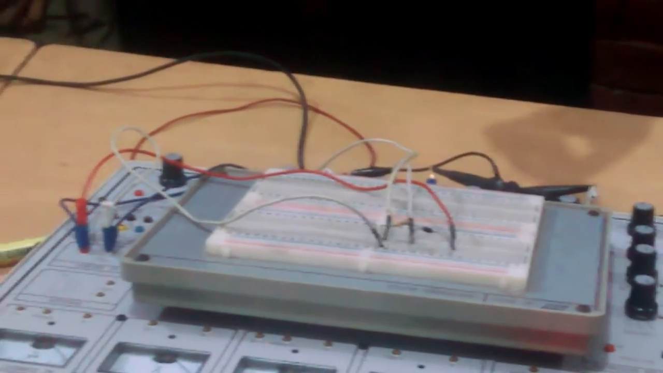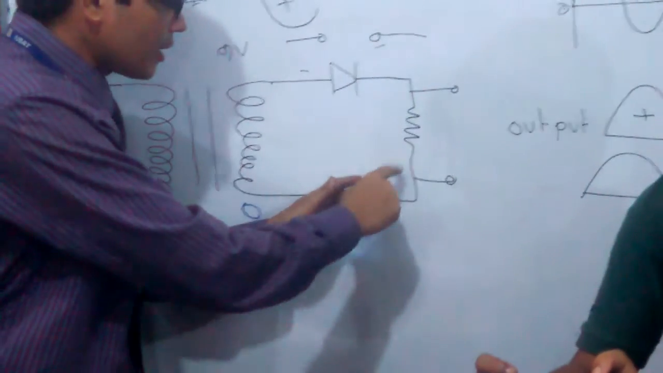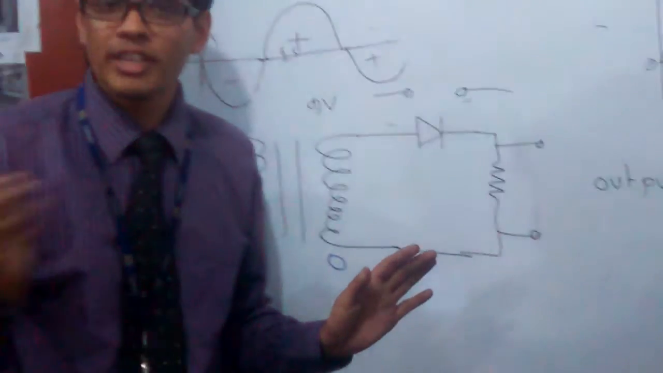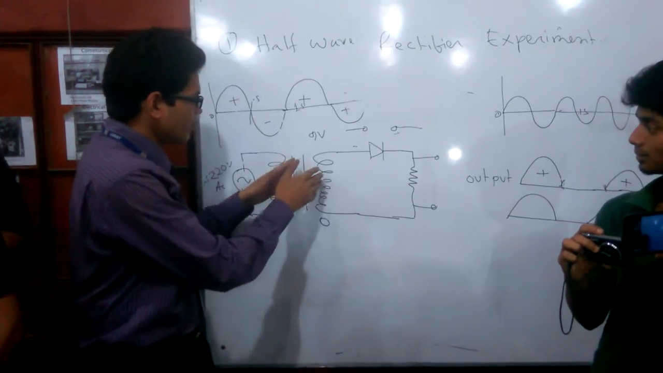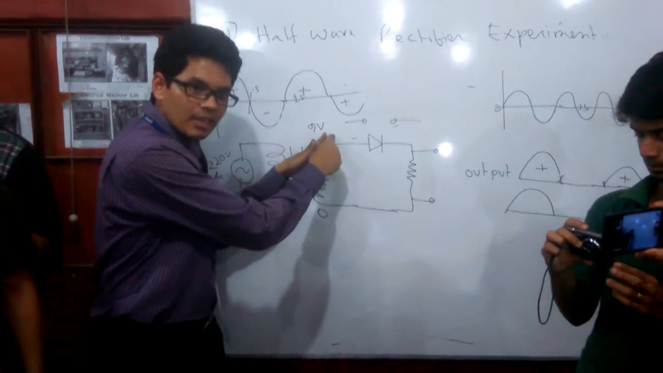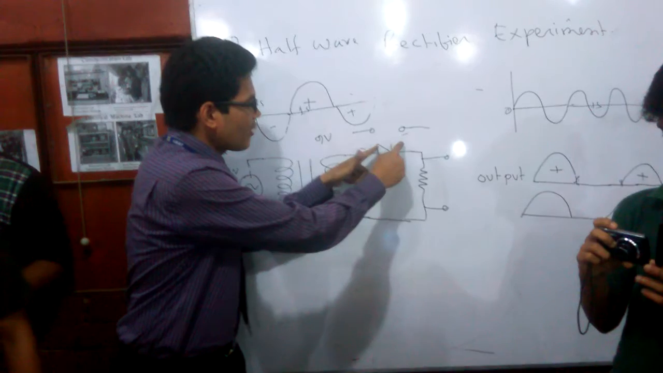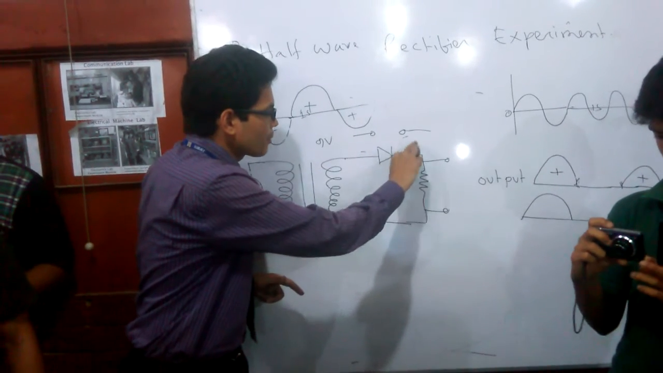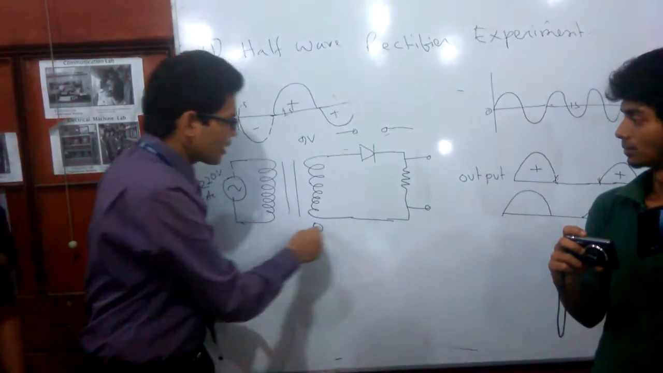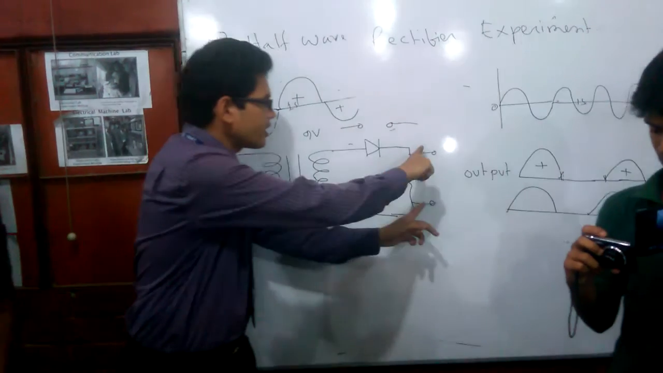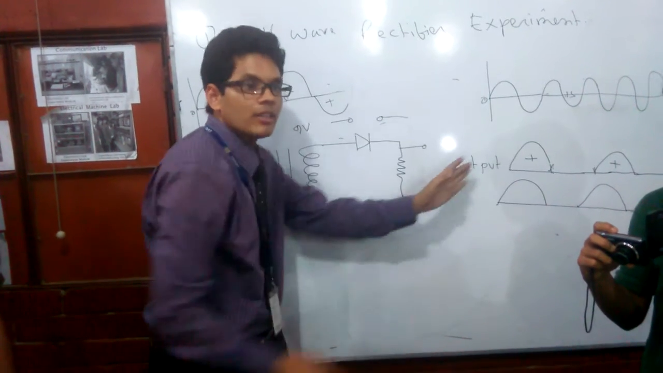So simply we have connected the phase to the P of the diode, and then the N of the diode is connected to the resistor. Now I am telling about the experiment procedure, because some students asked me how to write it. You will write like this. First, we connect the phase of the AC, the secondary of the transformer, to the P type of the diode. Then we connect the N type of the diode to the resistor. The other terminal of the resistor will connect to the ground.